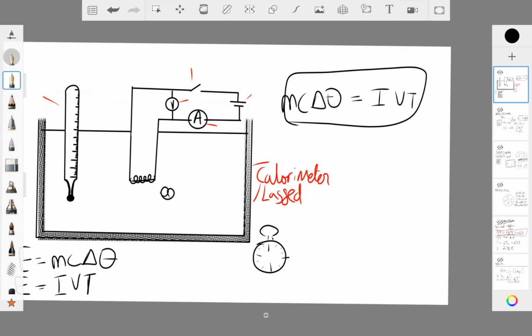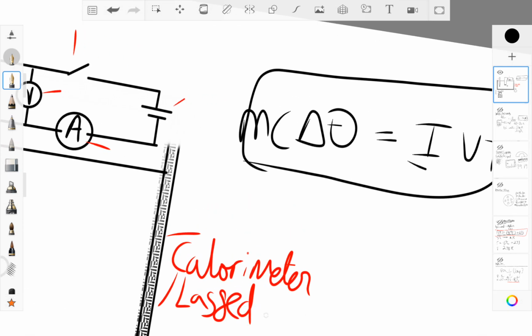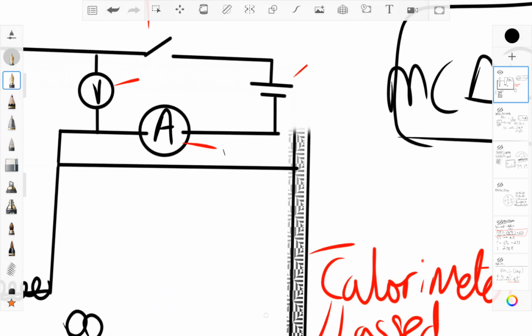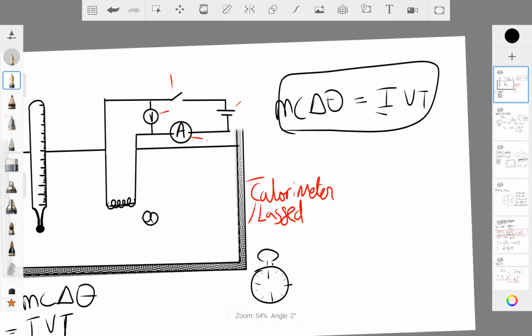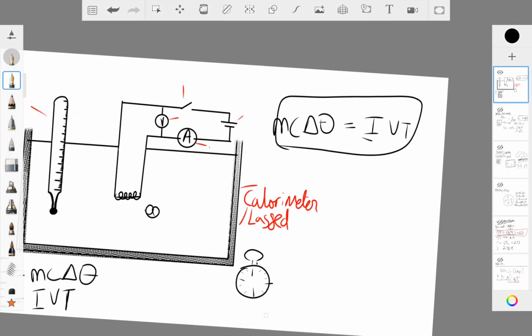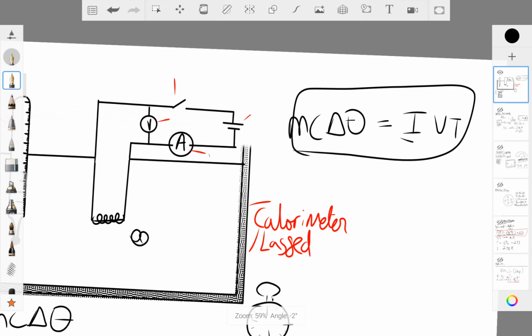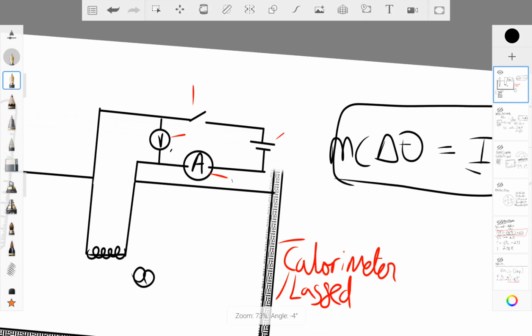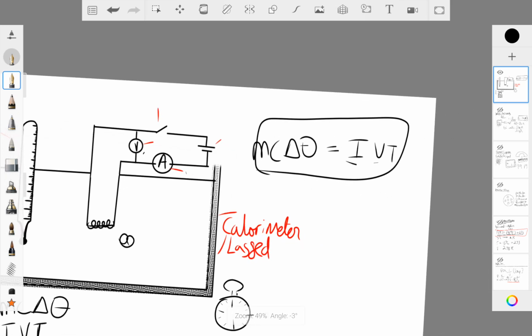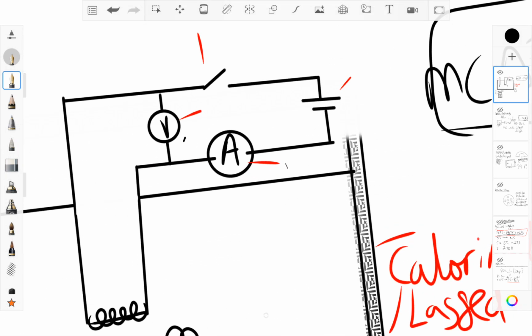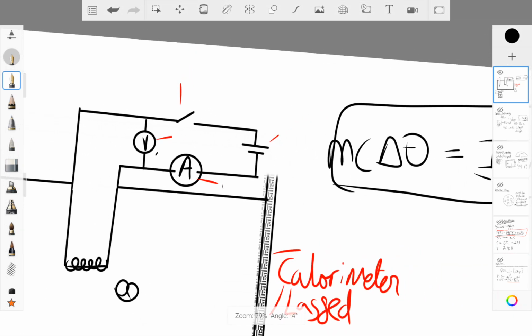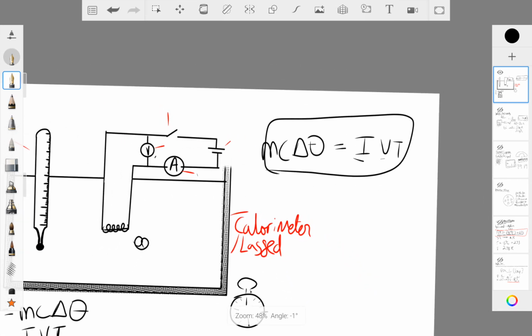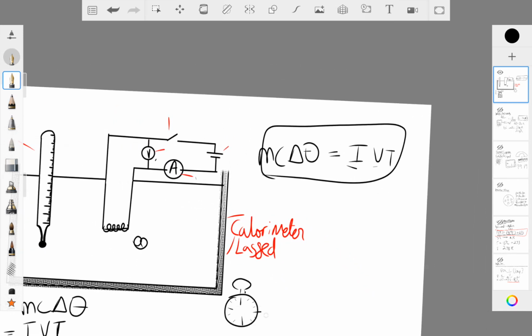First of all, we can measure the current due to the presence of an ammeter. The ammeter is an appliance that allows you to measure the current in a circuit. We can measure the voltage using a voltmeter. It's another appliance. Notice how the voltmeter is connected in parallel and the ammeter is connected in series. You'll learn more about this in electricity and magnetism.